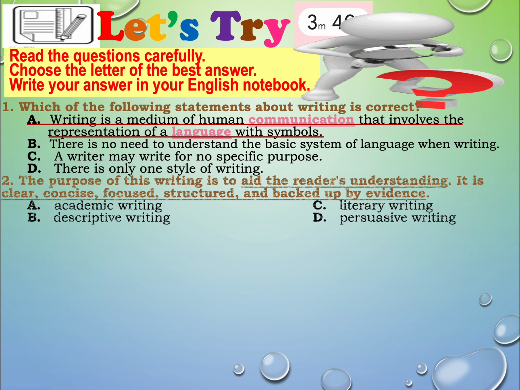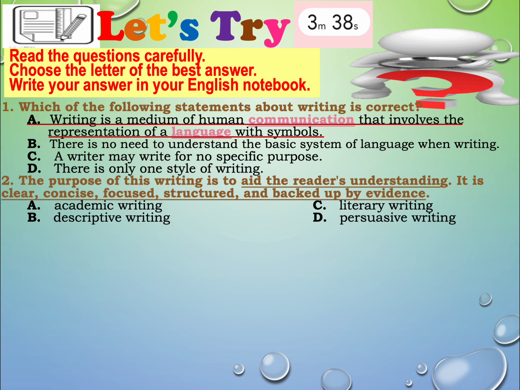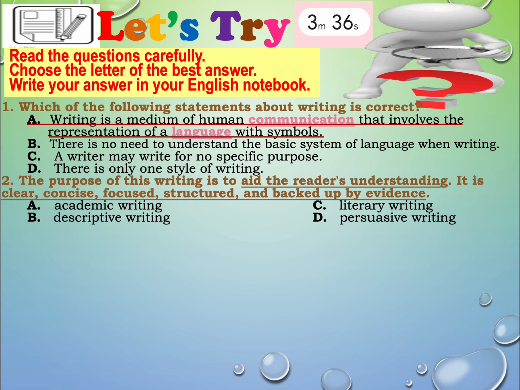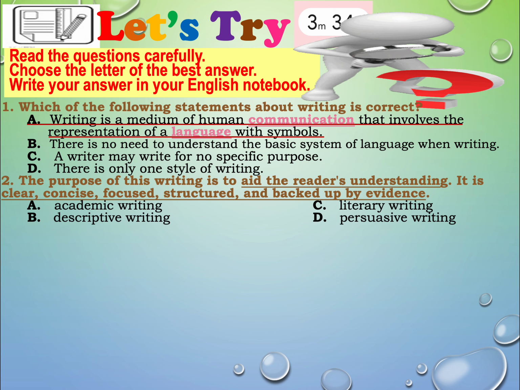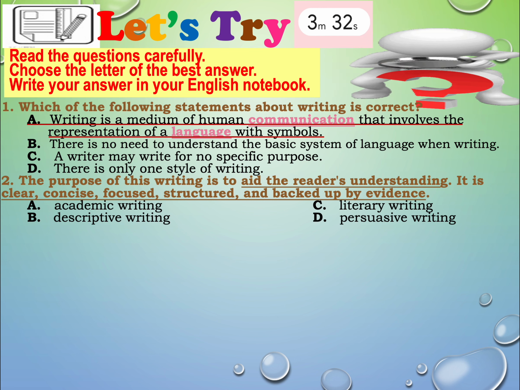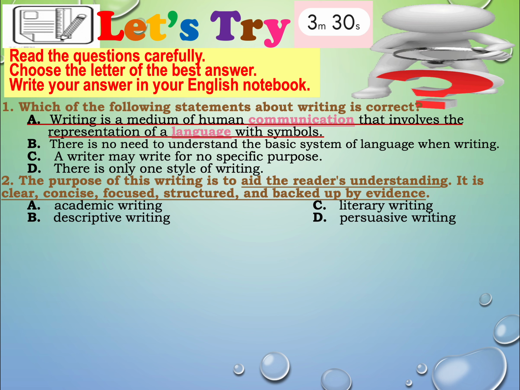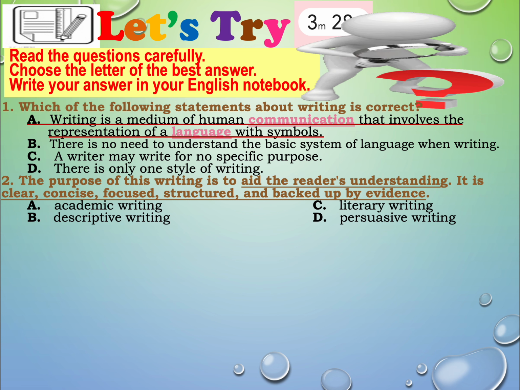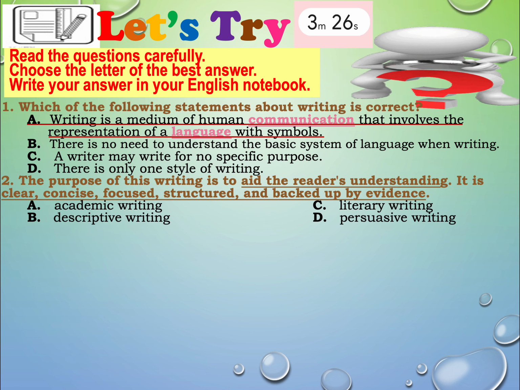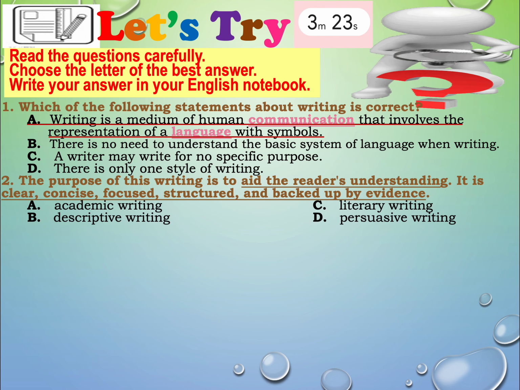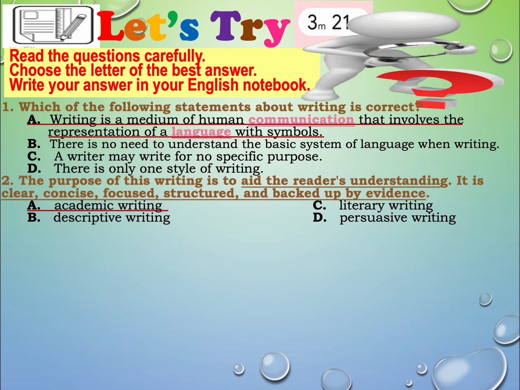Next, number 2. The purpose of writing is to aid the reader's understanding. It is clear, concise, focused, structured, and backed up by evidence. What type of writing is that? A. Academic writing. B. Descriptive writing. C. Literary writing. Or D. Persuasive writing. Great job. That is academic writing.